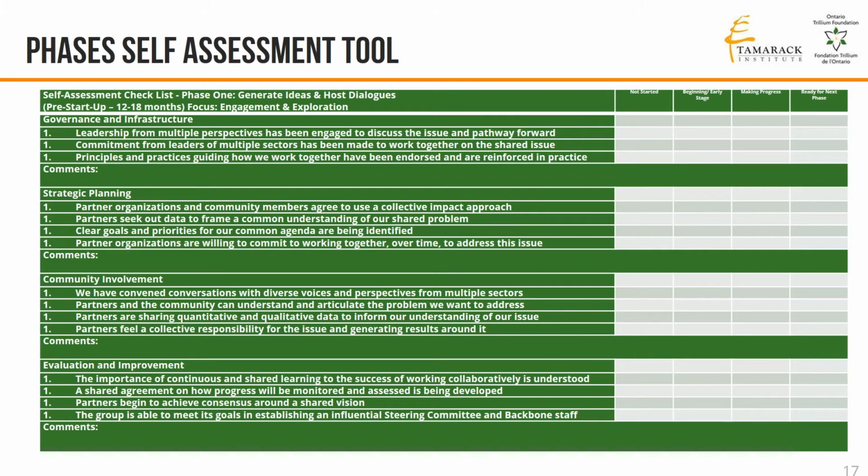okay, so in phase 1, this is what it might look like, right? So if you're in the early startup, if the focus is on engagement and exploration, under governance and infrastructure, you want to make sure that you have leadership from multiple perspectives, that you have commitment of leaders from multiple sectors, and that you're starting to put into play principles and practices that guide your work. And so the table, you can use it as a tool for where you are right now, or you can use this as a self-assessment tool to guide where you're strong and where maybe some of your weaknesses are. And so this is an opportunity for you to do that.